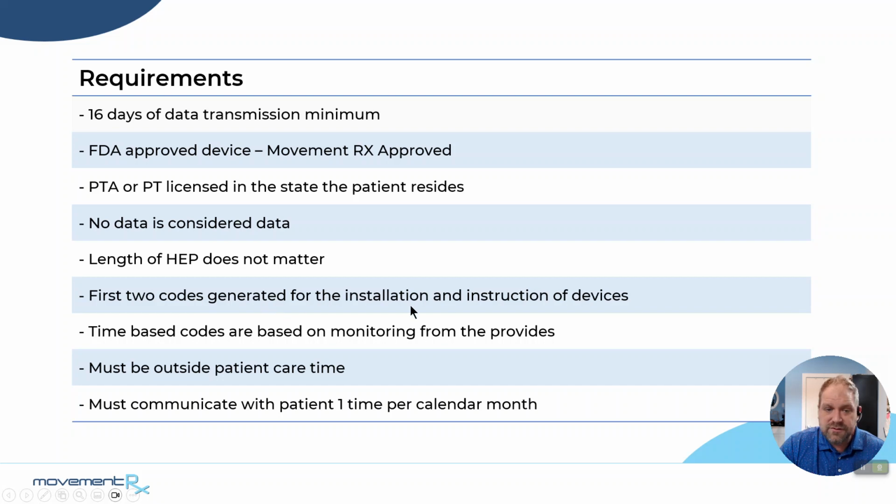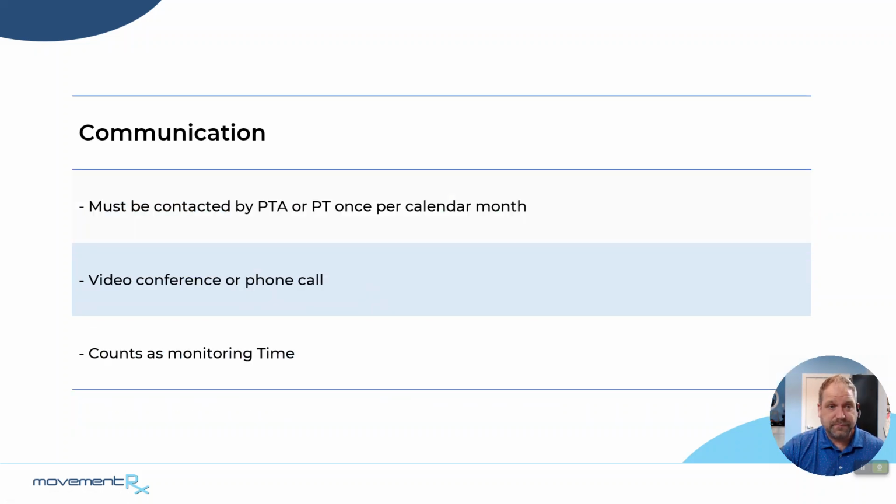The first two codes are generated for the installation, education, and setup of the device, and then the patient maintaining that access. These are time-based codes for the monitoring. Must be outside of patient care time, and there must be communication with the patient once a month.